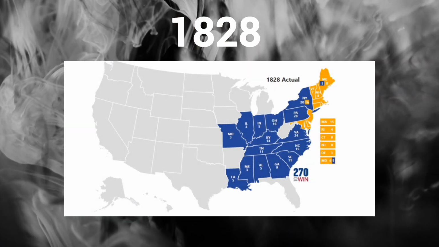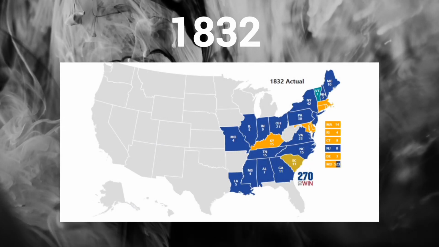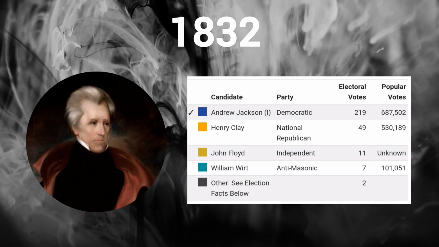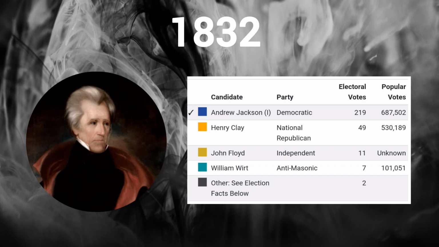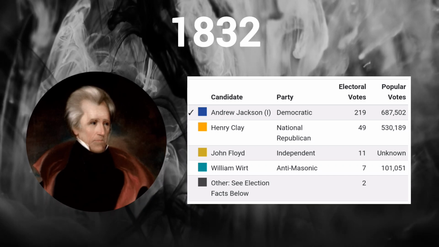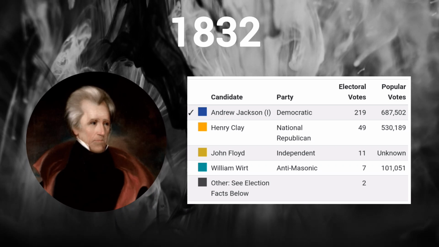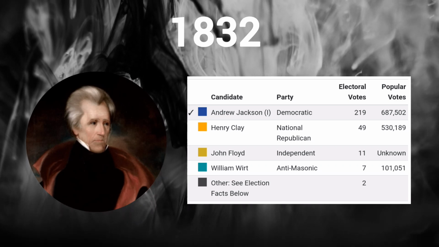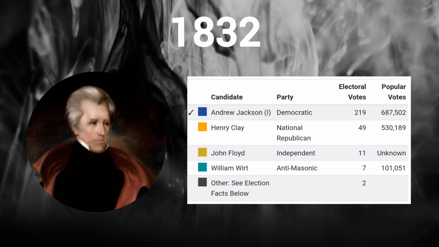The United States presidential election of 1832 saw incumbent President Andrew Jackson, candidate of the Democratic Party, easily win re-election against Henry Clay of Kentucky. Jackson won 219 of the 286 electoral votes cast, defeating Clay, the candidate of the National Republican Party, and Anti-Masonic Party candidate William Wirt. John Floyd, who was not a candidate, received the electoral votes of South Carolina.